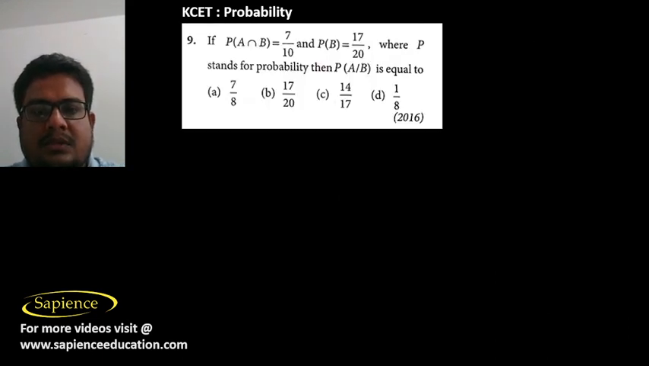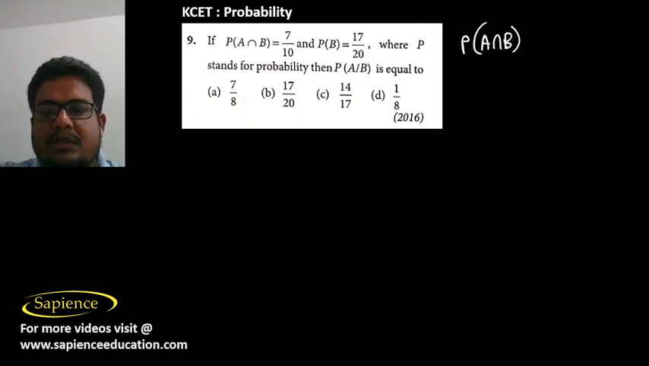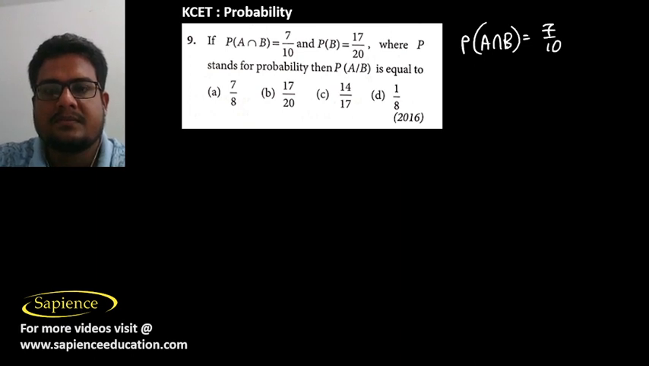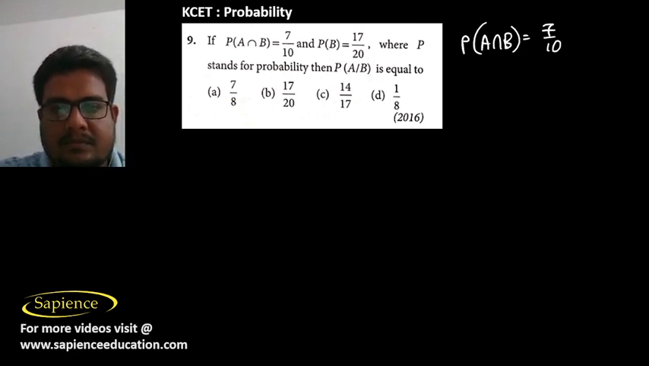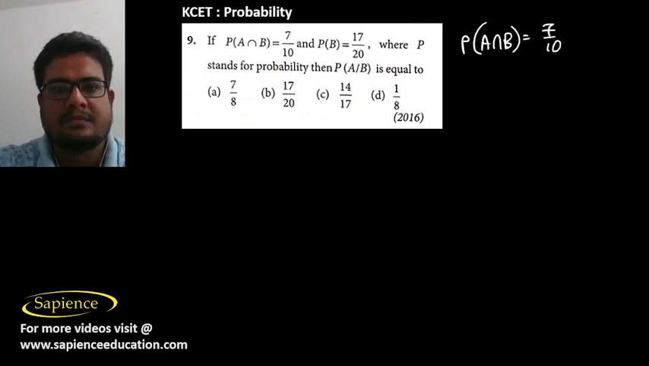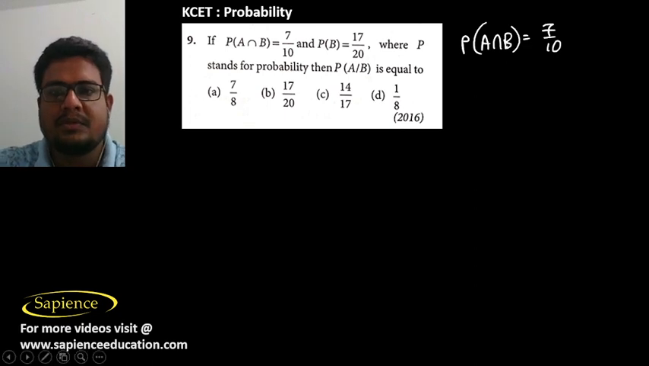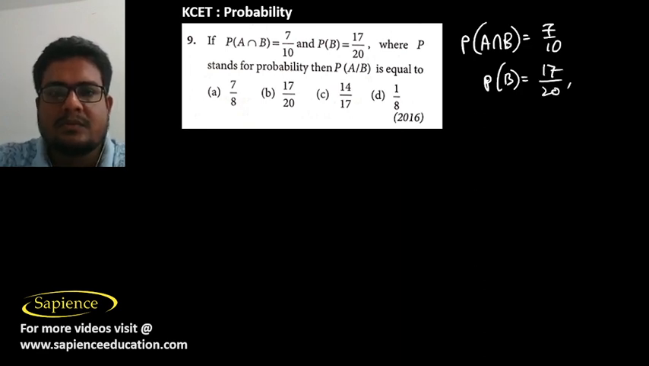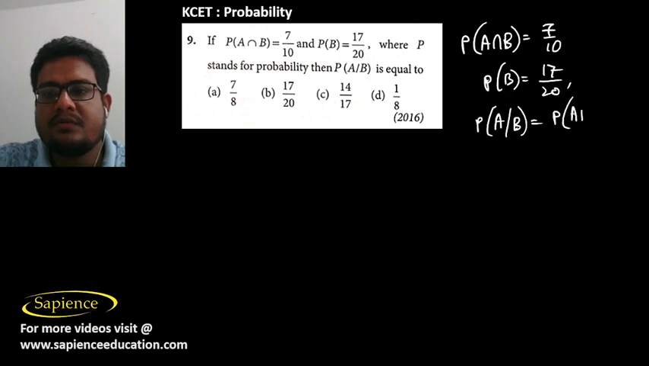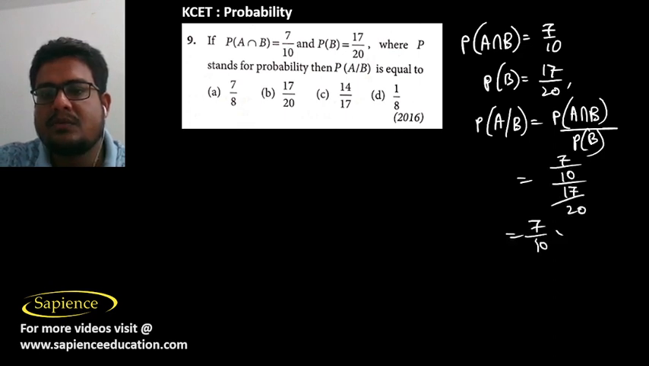Then in question number 9, it is told that the probability of A intersection B is 7 by 10, and the probability of B is 17 by 20, where P stands for probability. Then P of A given B is equal to P of A intersection B divided by P of B. So that is 7 by 10 divided by 17 by 20, which is 7 by 10 into 20 by 17. So this is 14 by 17. So option C is the correct answer.